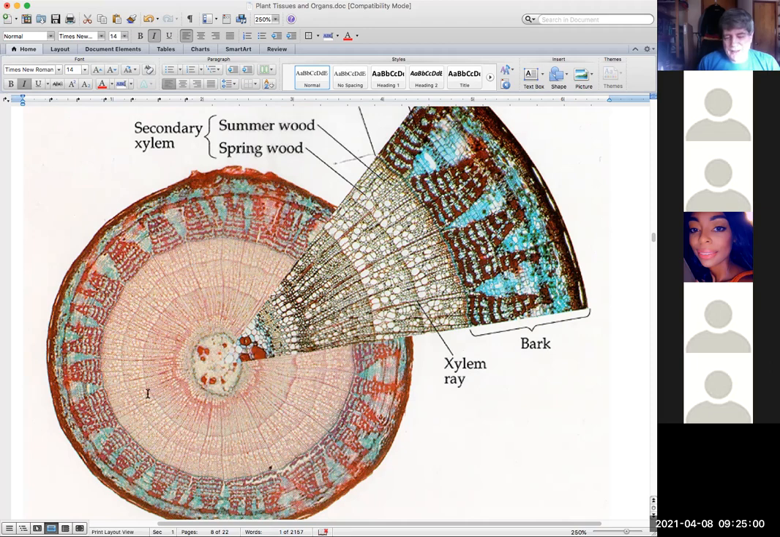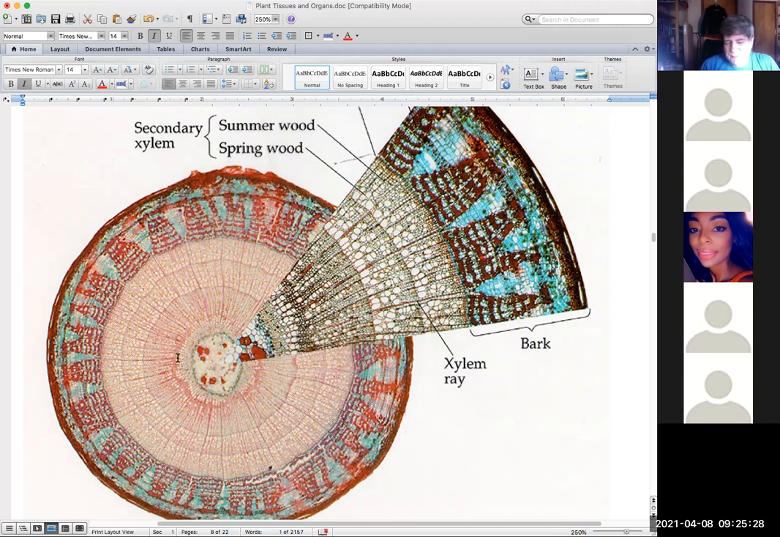Now, one layer of xylem is separated from the next by a ring. So there's a little reddish, irregular shaped structure here. What's inside this is the first xylem that was made, the primary xylem. Outside this is the secondary xylem till we get out to here.